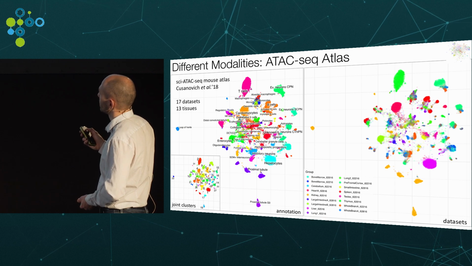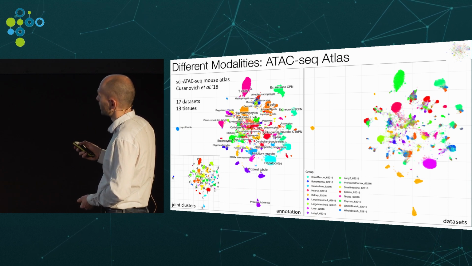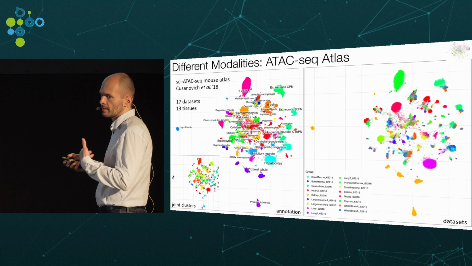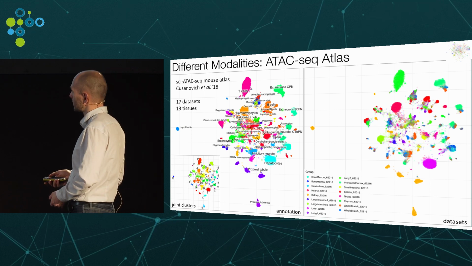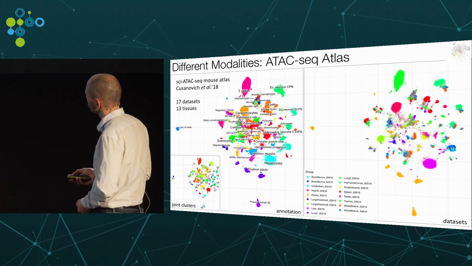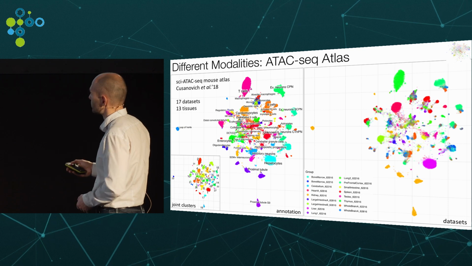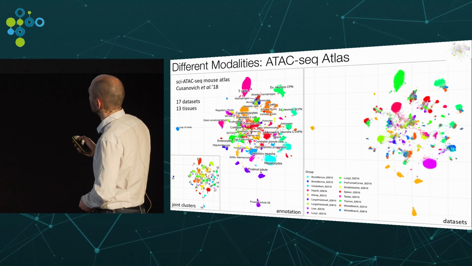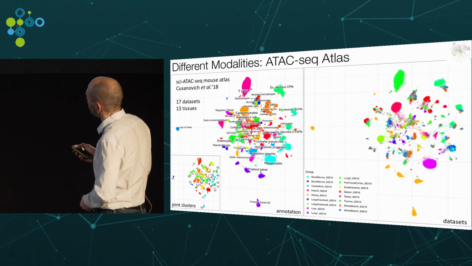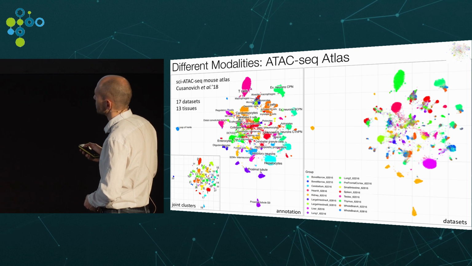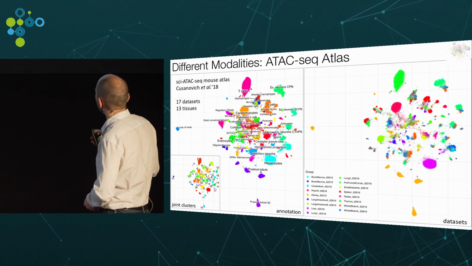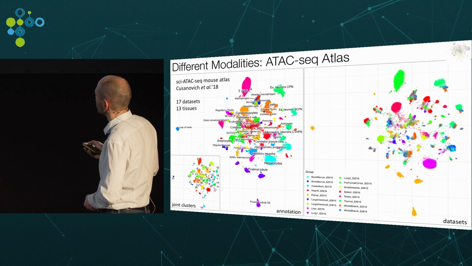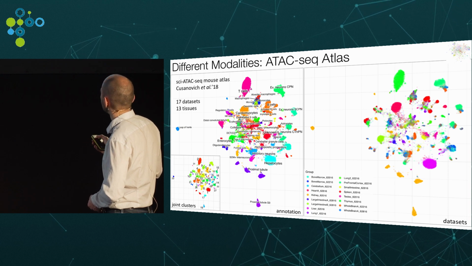So here we took the ATAC-seq atlas from Jay Shandur's lab. So this is basically 17 single-cell ATAC-seq data sets covering 13 tissues, and simply ran the approach on that data. So again, it recognizes the subpopulations that have been annotated by that paper. This is mixing of the data sets. These are the 17 data sets.